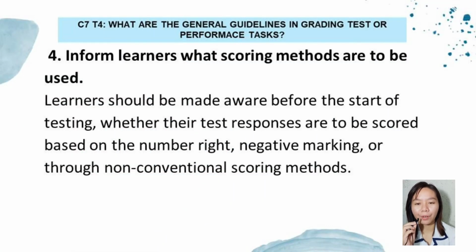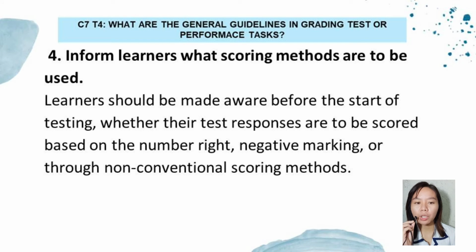Now we come to the fourth guideline. Inform learners what scoring methods are to be used. Learners should be made aware before the start of testing whether their test responses are to be scored based on number rights, negative marking, or through non-conventional scoring methods. As such, the learners will be guided on how to mark their responses during the test.